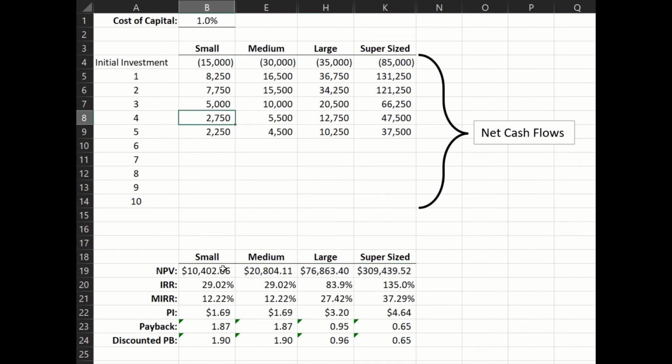So for here, you could see if the small church decides to disaffiliate and it costs them $15,000, they end up getting, over the next 5 years, a 29% return. And again, for the medium, it's 29%. Large church, it's 83.9%. And then the supersized church, they end up getting 135% return.